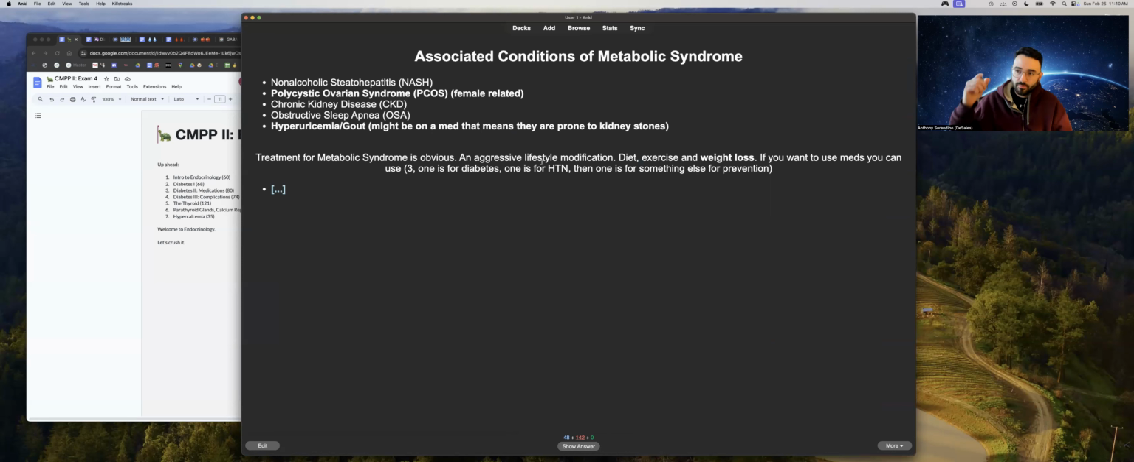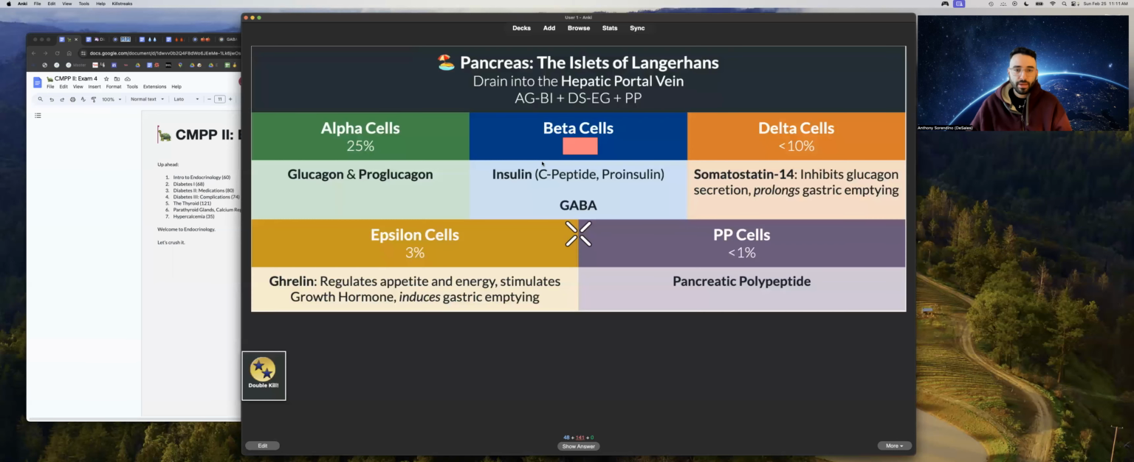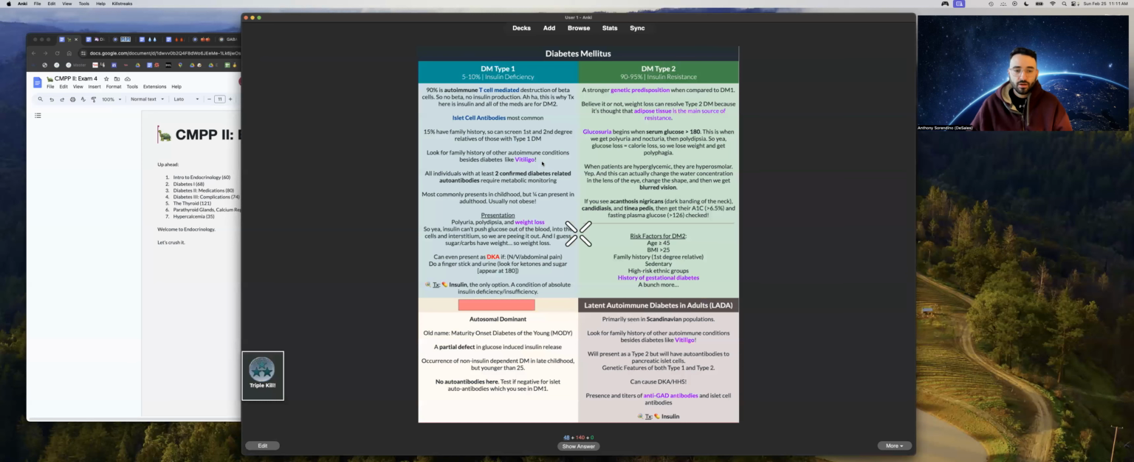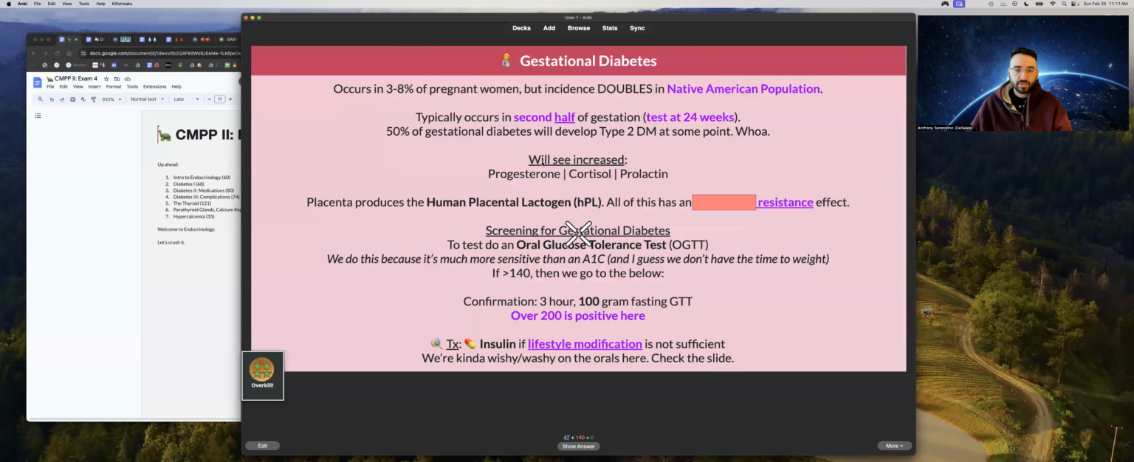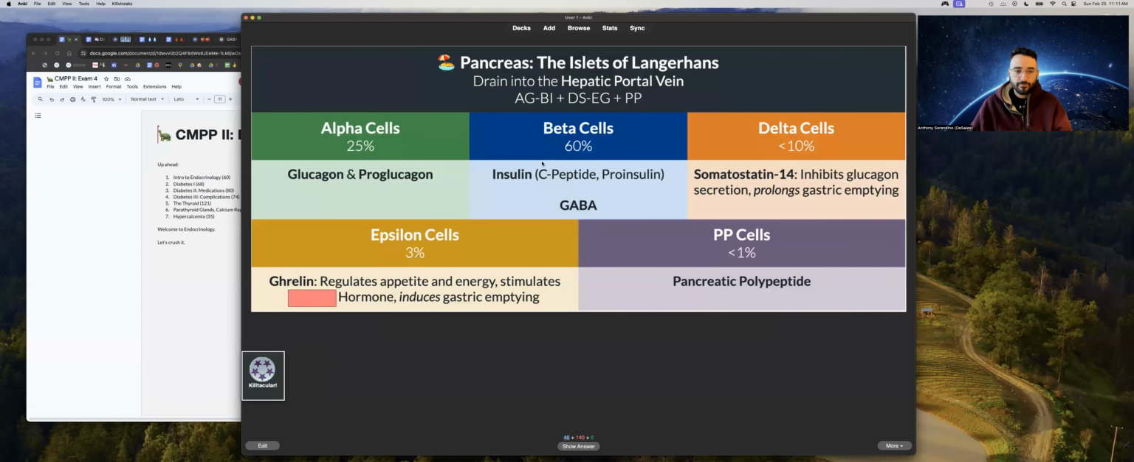Treatment of metabolic syndrome: metformin, ACE inhibitors and ARBs, and statins. Beta cells, 60%. Monogenic diabetes. We have an insulin resistance effect. Yeah, definitely cortisol there as well for gestational diabetes.